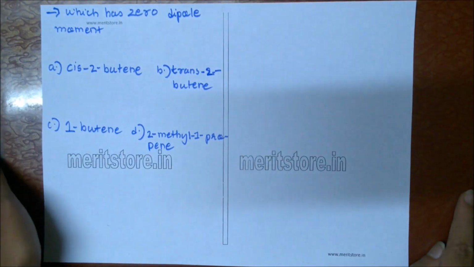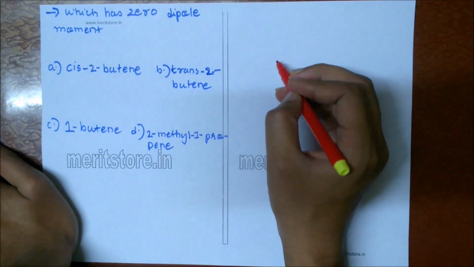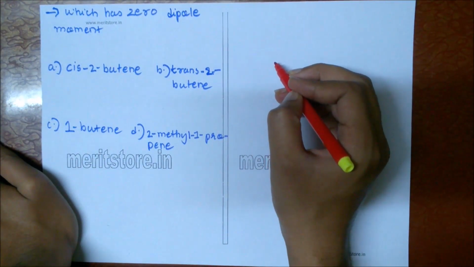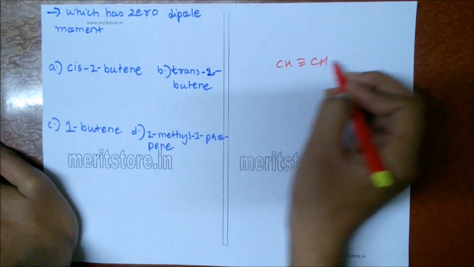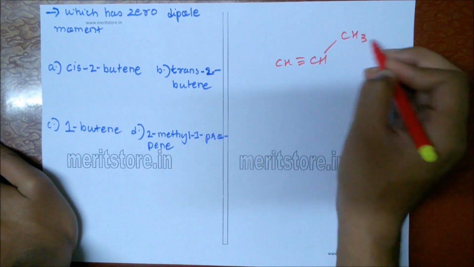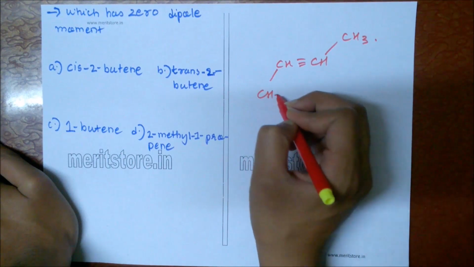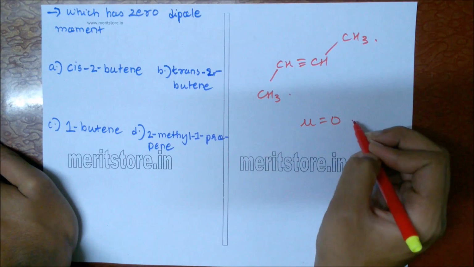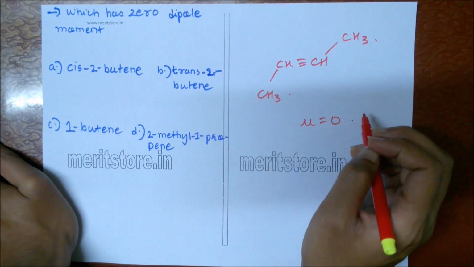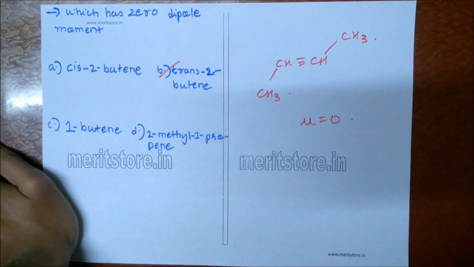Which has zero dipole moment? A cis-2-butene, B trans-2-butene, C 1-butene, D 2-methyl-1-propene. In trans-2-butene the structure is CH double bond CH with CH3 here and CH3 there. Here the dipole moment is equal to 0 and it is a symmetrical structure. So it has zero dipole moment.